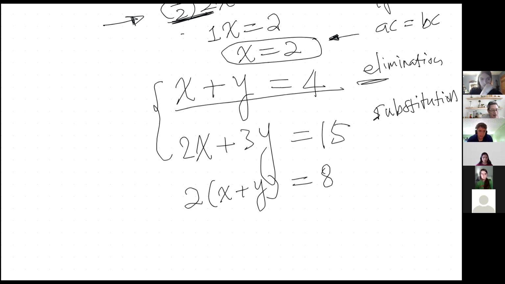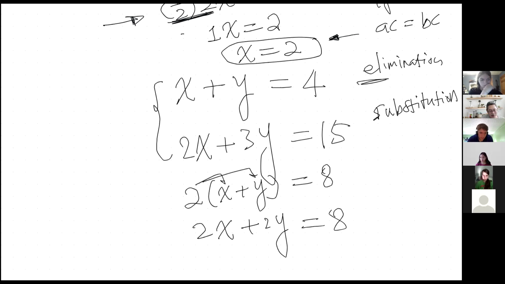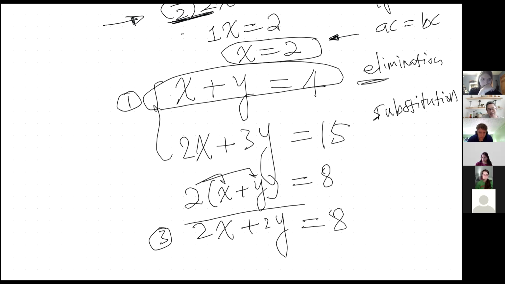Okay, now we have that. Now we can use the distributive property here. We get 2x plus 2y equals 8. So this way, we change this equation, let's call that equation 1, to equation 3. And those two are equivalent. That means they're basically the same equation, but expressed in a different way.